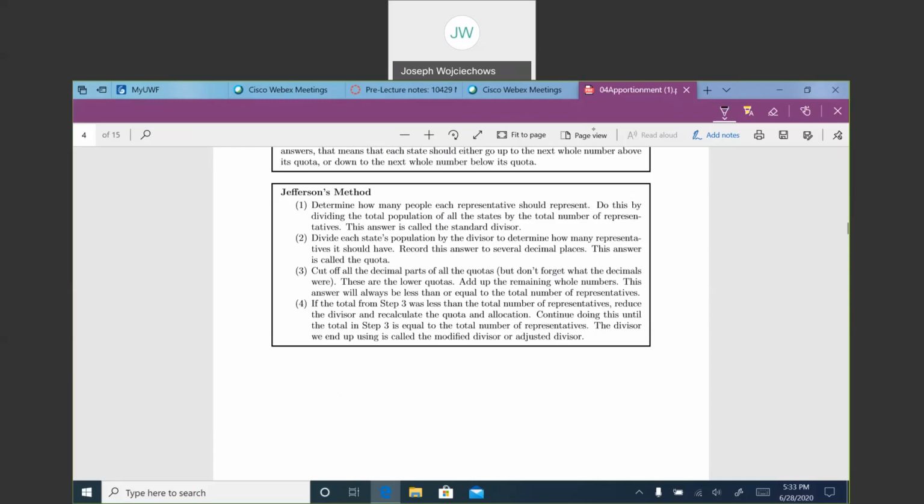Cut off all the decimal parts of all the quotas, but don't forget them. These are the lower quotas. Add up the remaining whole numbers. This answer will always be less than or equal to the total number of representatives, just like in the previous one. If the total from step 3 is less than the total number of representatives, reduce the divisor and recalculate the quota and allocation. Continue doing this until the total in step 3 is equal to the total number of representatives. The divisor we end up using is called the modified divisor or adjusted divisor.